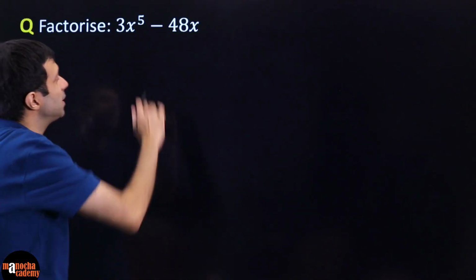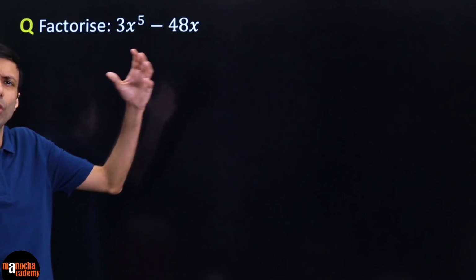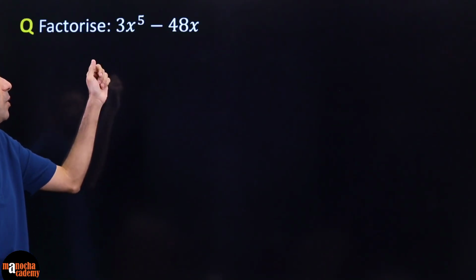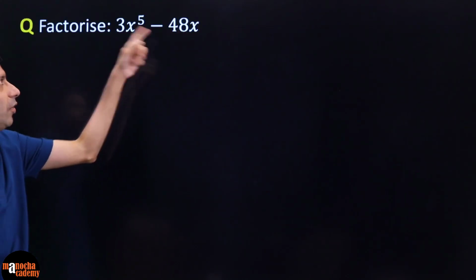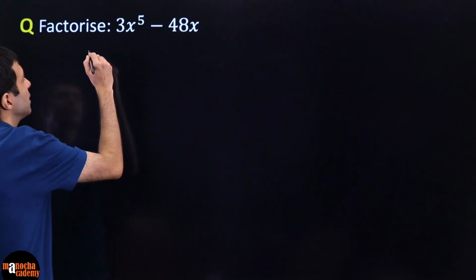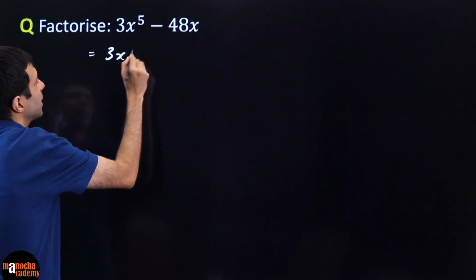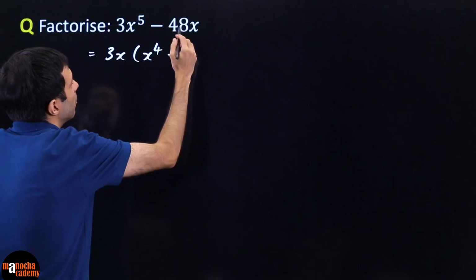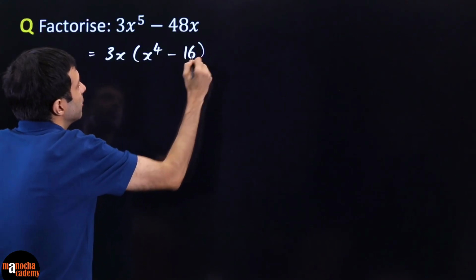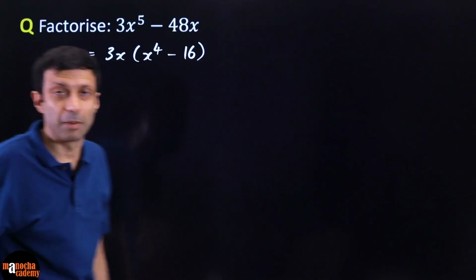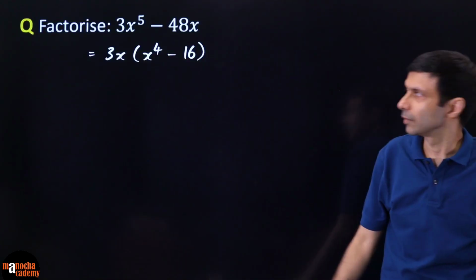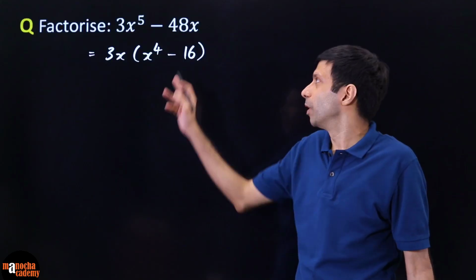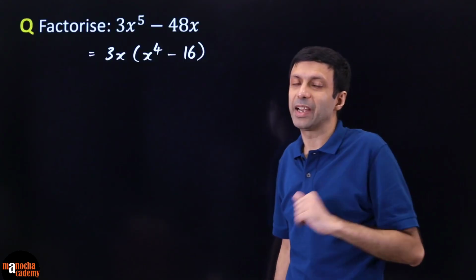Always first see, can you take out something, because the golden rule is take out the common stuff. That makes it easy. So is there any common stuff here? Yes, x is in common and 3 is also in common. So I can write this as 3x times x to the power 4 minus 16. I am taking out the common terms. Are we done? Some of you may think, okay, done. But always check if you can further break it down into factors.